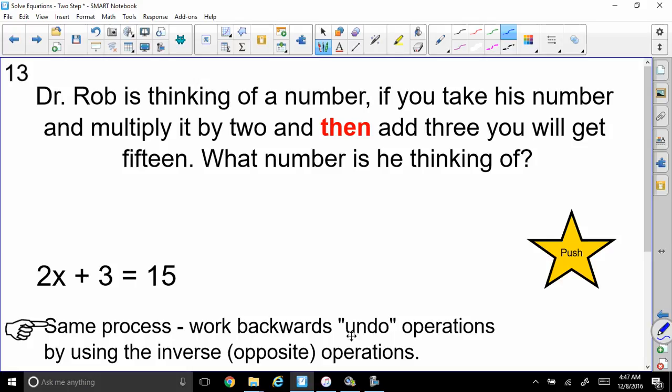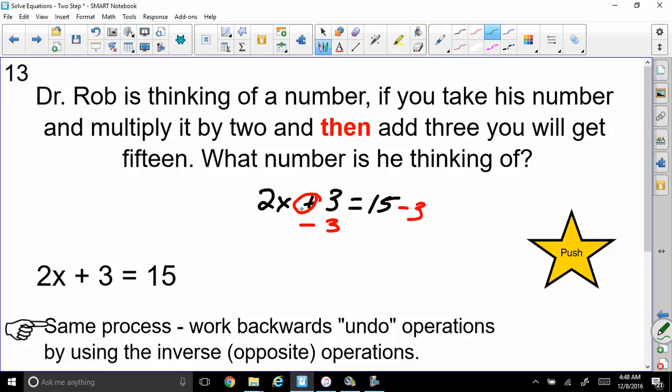Work backwards. Undo the operation by using the inverse or opposite operation. So let's take a look at how we would do that, because we got a lot on our plate here. So we got 2x plus 3 equals 15. So let's undo it by going backwards. So we start with 15. It says plus 3. So I'm going to undo it by minusing 3 from both sides.